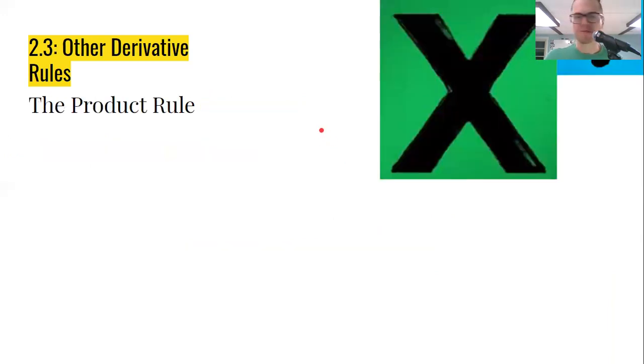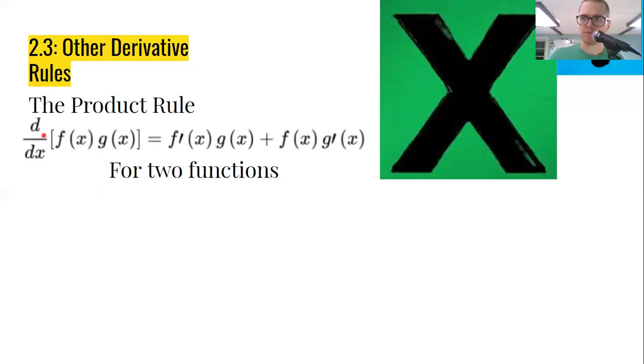So here's the product rule. The product rule is talking about when you have 2 or more functions multiplied together, how do you take the derivative of that? So d over dx means I'm taking the derivative of whatever's in the brackets. So I'm taking the derivative of f of x times g of x. The rule for that is f prime of x times g of x plus f of x times g prime of x. Now that's how it looks for 2 functions.